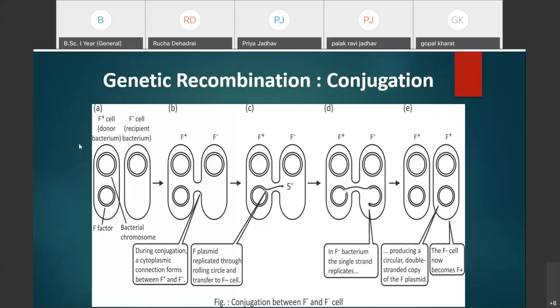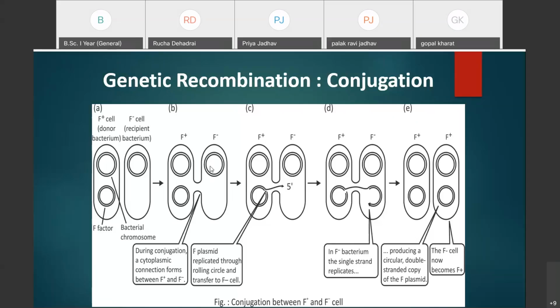Here F positive means the F factor is present, and F negative means the F factor is absent. F positive is the donor bacterium, the male bacterium, and the F negative cell is the recipient bacterium, the female bacterium. The two most important things in the conjugation are, the first one, direct cell to cell contact is essential. Here you can see the two bacterial cells, the F negative cell and the F positive cell, coming in close contact with each other.